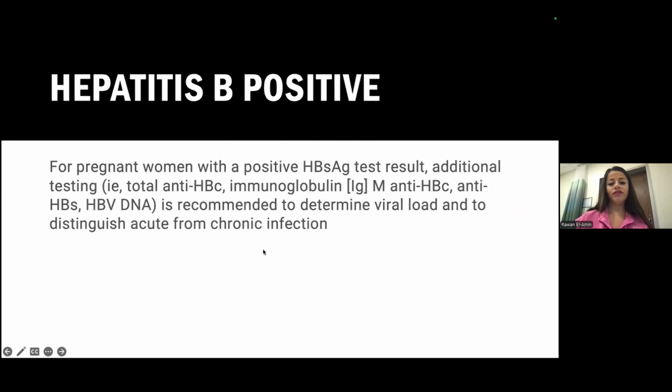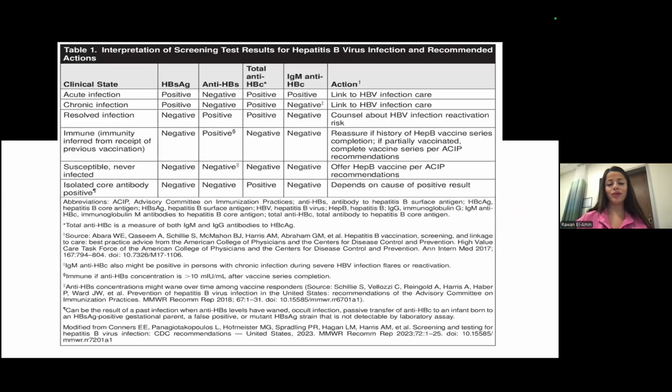And then if they test positive, and this is the testing that shows, this is everybody's least favorite chart from medical school. But if you look at it here, this one tells you what is an acute infection, chronic infection, is this a resolved infection? Are they immune to hepatitis? They've received the vaccine, or that will tell us. So we have to test for all these, and that way we know exactly what category our patient would fall into.